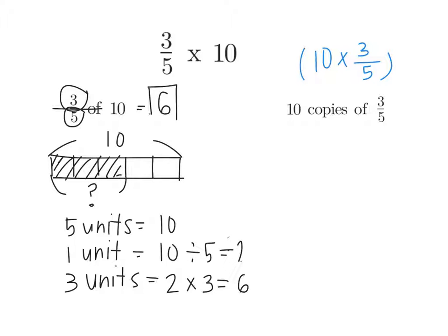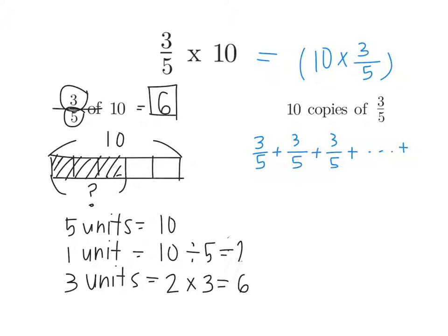6. Good. Okay, now on the other side, remember, we're thinking of it not only as a fraction of a whole number, but copies of fractions. So do you guys agree that 3/5 times 10 is the same thing as 10 times 3/5? Yeah. So that means it's 10 copies of 3/5, right? How would I write 10 copies of 3/5? Well, I go 3/5 plus 3/5 plus 3/5. How many times? 10. Good.